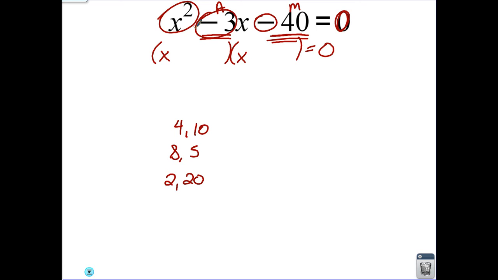Out of those three, which one can I use to get a negative 3? The 8 and 5. Why? Because the difference between 8 and 5 is 3. Now, I need a negative 3, so is it going to be negative 8 and positive 5 or negative 5 and positive 8? Negative 8, positive 5.